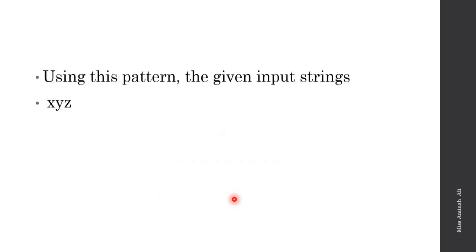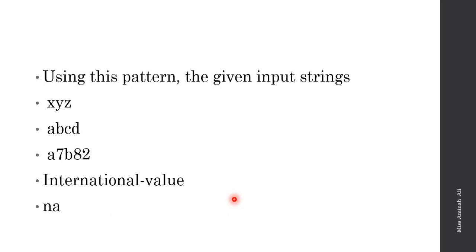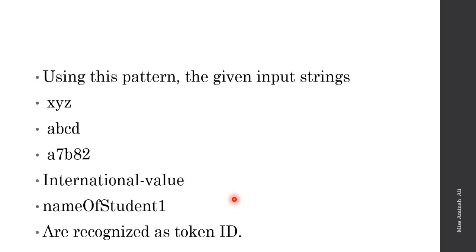सो यूजिंग दिस पैटर्न द गिवन इनपुट स्ट्रिंग्स XYZ, अब XYZ could be identifier, yes it is a right identifier, ABCD, A7 B82, international value, name of the student. Now these all are identified as token ID. ID mean identifier, again I am explaining. So अगर हम पिछली डेफिनेशन को माइंड में रखें तो ये सारे के सारे वैलिड टोकन्स हैं, ये वैलिड आइडेंटिफायर्स हैं, और टोकन को पता होगा कि ऐसी किसी भी चीज़ को उसने एज ए आइडेंटिफायर पिक करना है, तो जब भी वो सोर्स कोड को रीड करेगा वो उसे एज आइडेंटिफायर पिक करेगा.